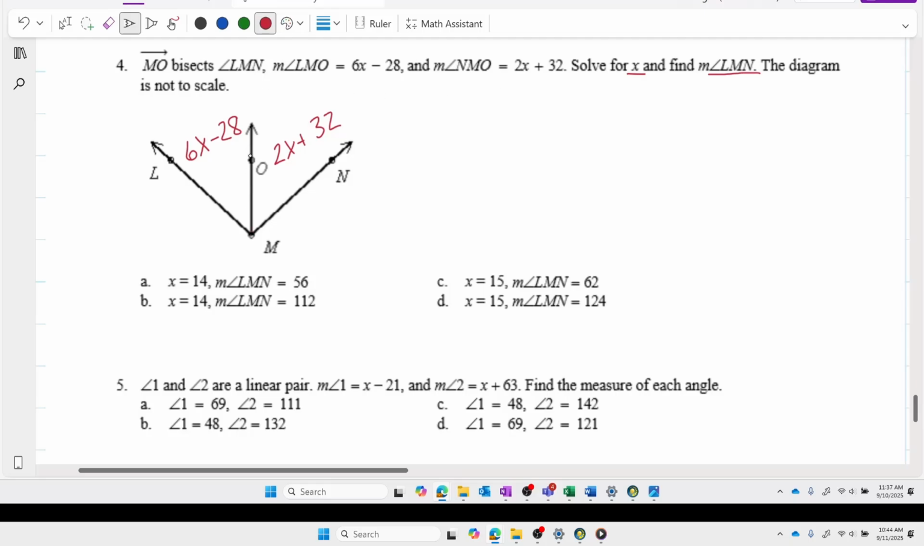So if MO is an angle bisector, these two angles are congruent. So 6x minus 28 is equal to 2x plus 32. Subtract 2x from each side. 4x minus 28 equals 32. Add 28 to each side.